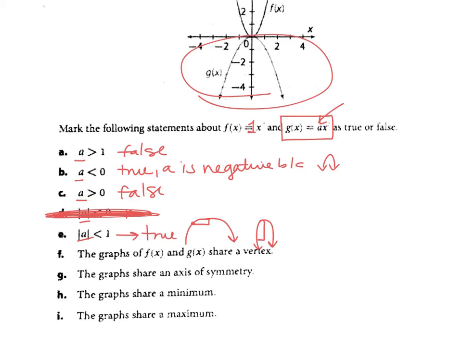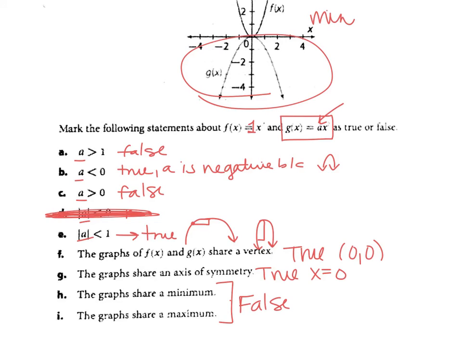F and G share the same vertex. That's true. They both share the origin. They share an axis of symmetry. That's also true. They both share x equals 0. The graphs share a minimum or a maximum. Both of these are going to be false, because f of x has a minimum where g of x has a maximum, because they're opening in different directions, even though they have the same vertex. That's a pretty challenging question if you stuck with me on that.